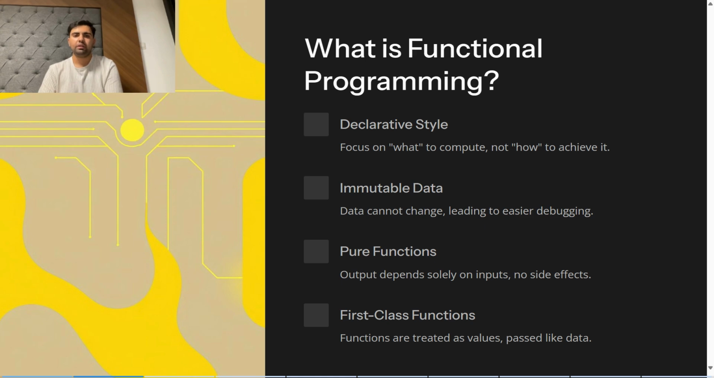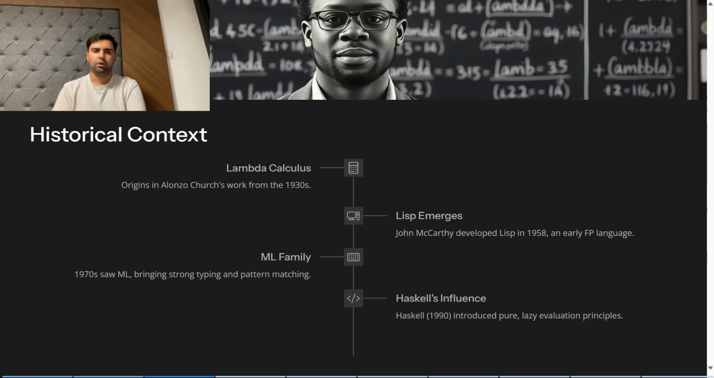There are no side effects, only the input will create the output. And we have first-class functions, where these functions are treated as values and variables, and they will be passed like data. So in the next slide, we have the historical context.